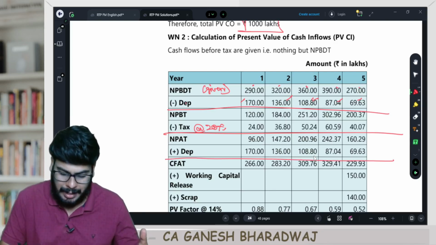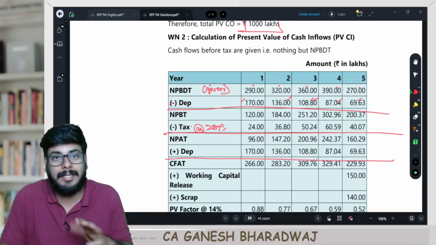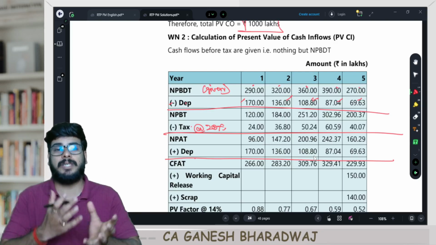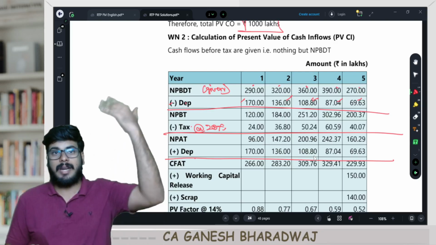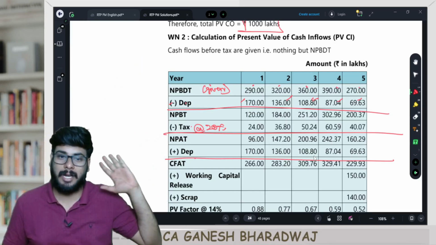So, why are we subtracting and adding depreciation? We subtracted depreciation on the net figure. We computed the tax and we added it back. Basically, the depreciation has a tax impact. That's the reason why we are subtracting it before tax, and adding it back once the tax figure is computed.